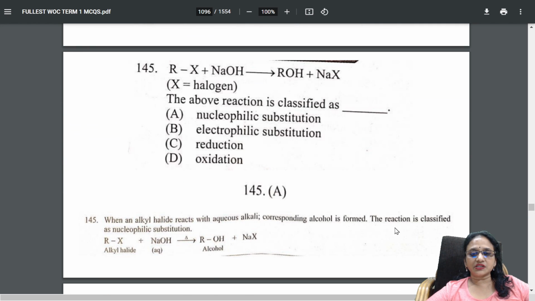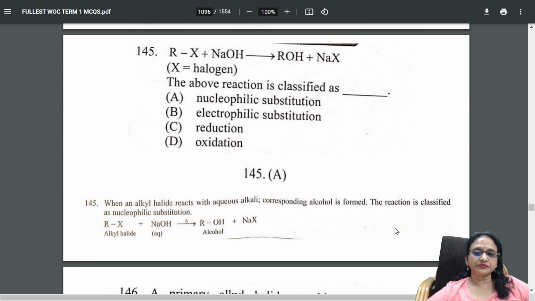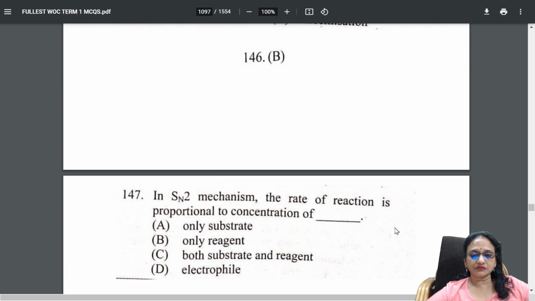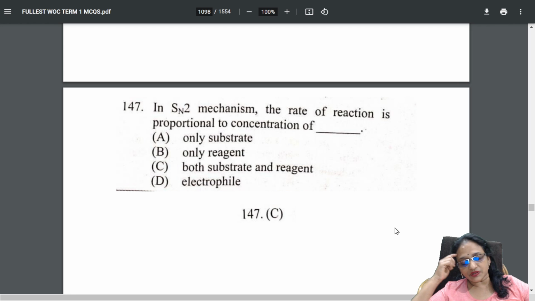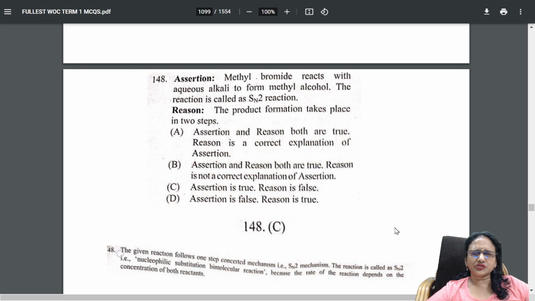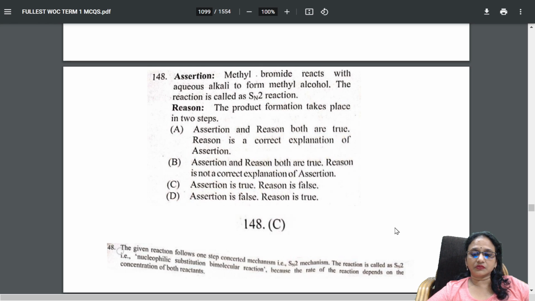Further, these are the reactions of nucleophilic substitution. Questions on SN1, SN2. Whenever you're learning SN1 and SN2, please learn the differences, because they will ask you about the solvent, the order, and the reactivity. These are the assertion-reasoning questions of SN2.